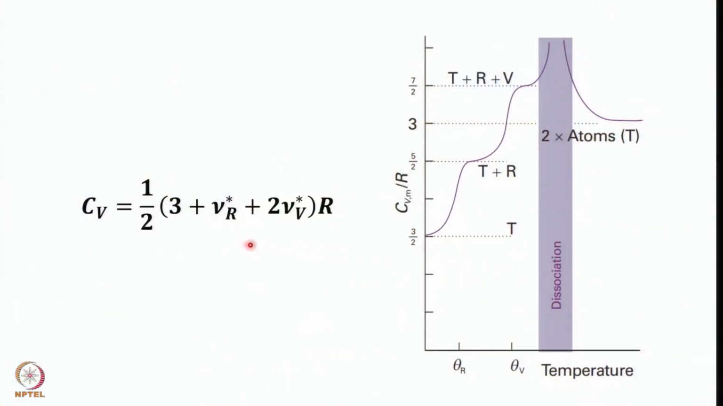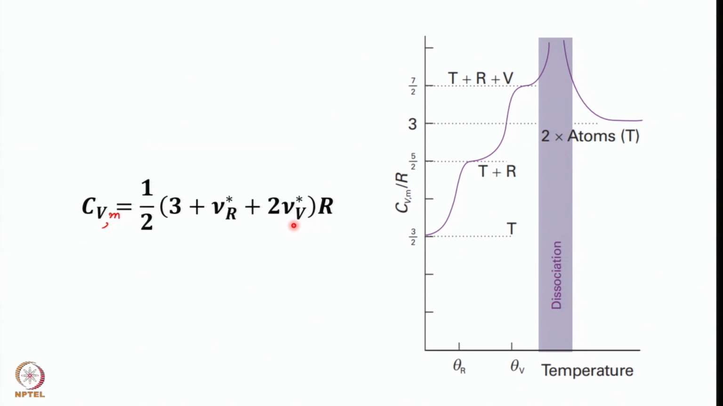Based upon that discussion, we came up with this expression, that the constant volume molar heat capacity is represented by 1 by 2 into 3 plus nu_R star plus 2 nu_V star. Just to revisit, nu_R star is equal to 2 when the rotor is linear, and it is equal to 3 when the rotor is non-linear, and nu_V star is equal to 1 for each normal mode of vibration.